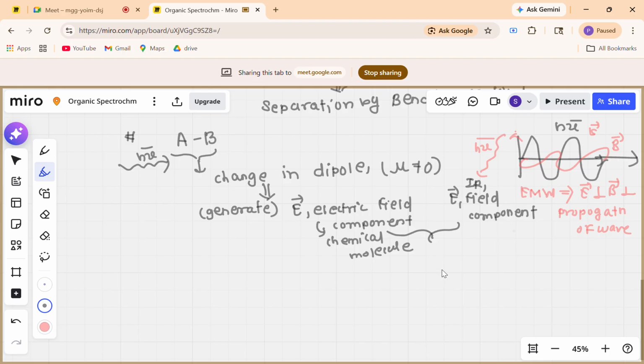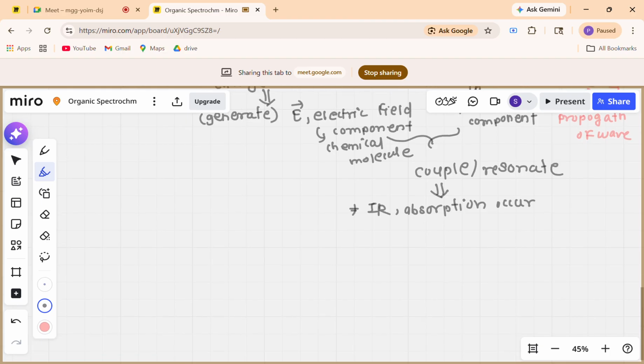And because the electromagnetic wave has its own electric field component, when these two couple or resonate with each other, then that corresponding frequency is absorbed, and the infrared absorption takes place. Okay, so this is the mechanism of how IR works. The electric field component of your chemical molecule and the radiation, when they couple or resonate with each other, give rise to the IR absorption.